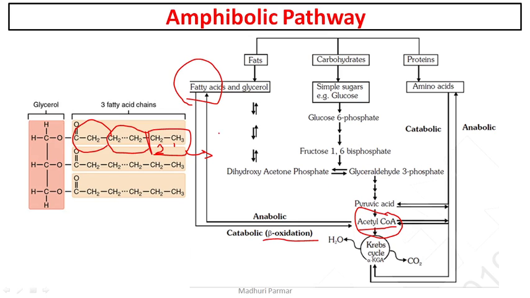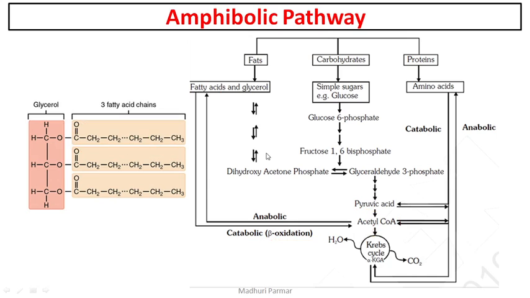And this is how the fatty acid portion of the fats is connected to your glycolytic cycle. Clear? Are you able to understand? This is how they are connected. Fine, let me just erase that. So from fatty acid, by its catabolism or beta oxidation, you are getting acetyl-CoA.